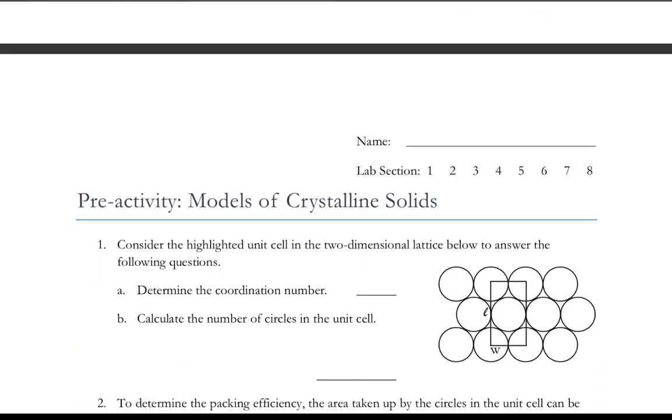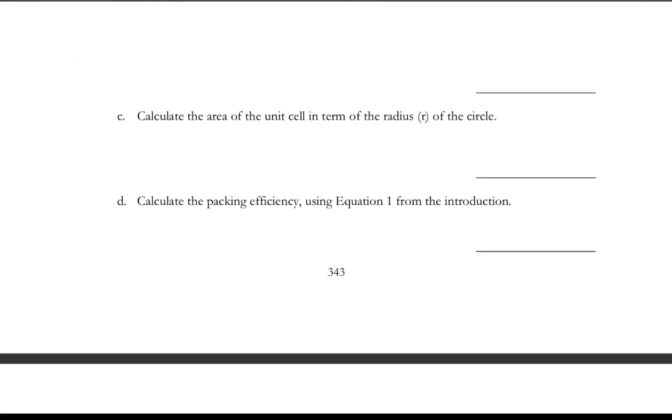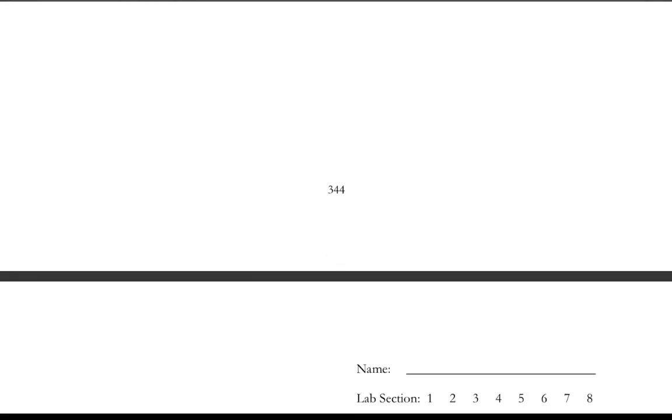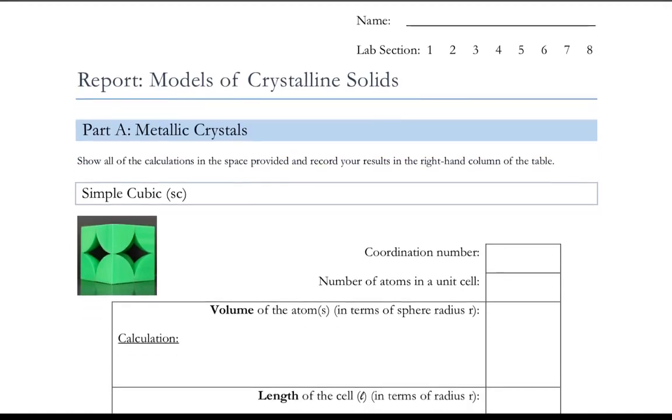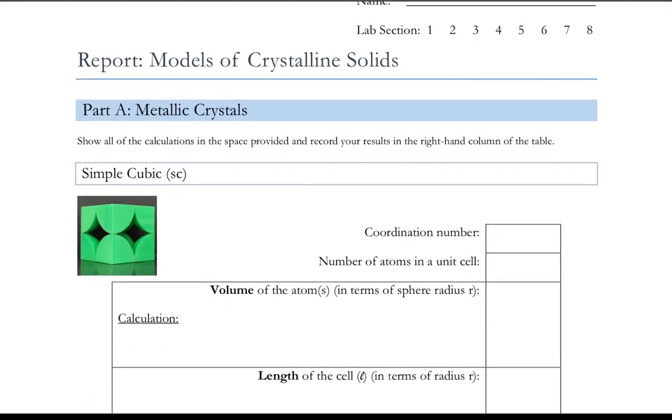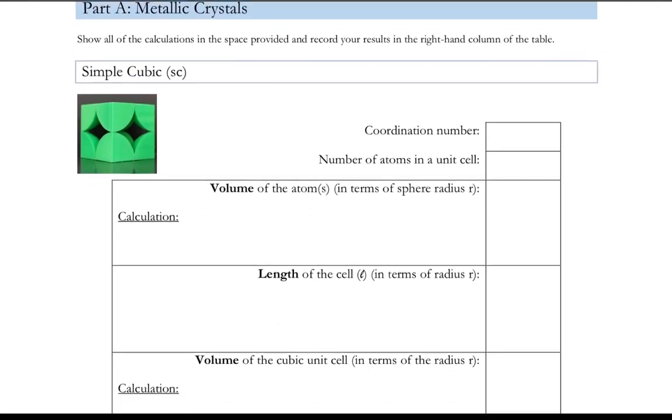Okay, so the pre-activity, as usual, skip, unless you want to look it over. So here's the report. So we are working first with the simple cubic, and based on that diagram we see here, or based on others that you see in the introduction, or based on your Chapter 10 lecture handouts, figure out what the coordination number is and the number of atoms in the cell. Well, they were described to you above.